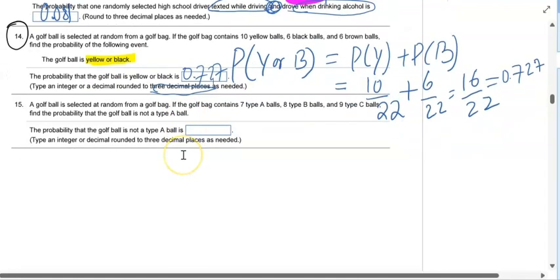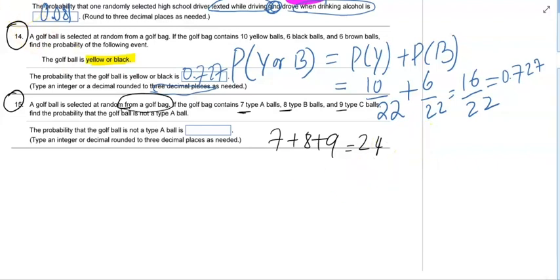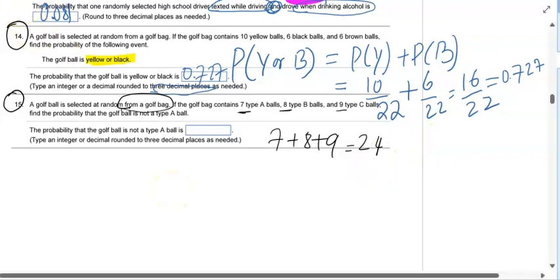All right, question number 15. A golf ball is selected from a golf bag. Similar question. How many balls are there? 7, 8, 9. 7 plus 8 plus 9. How many balls? 24 balls. And the total is 24 balls.